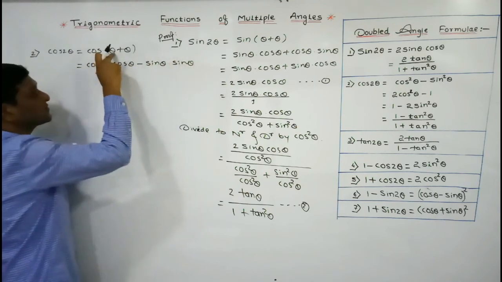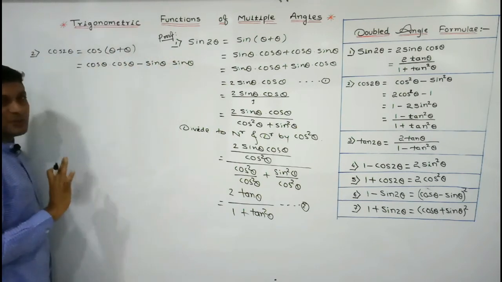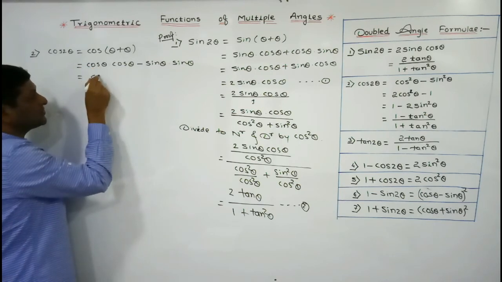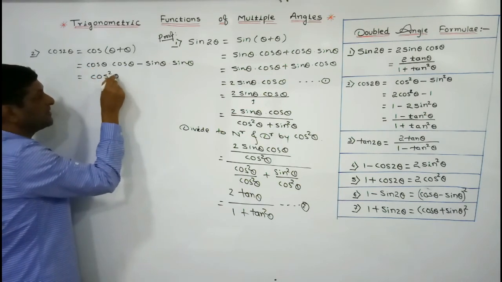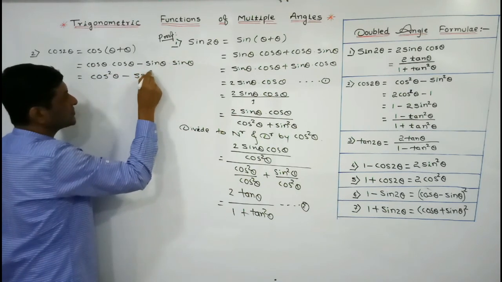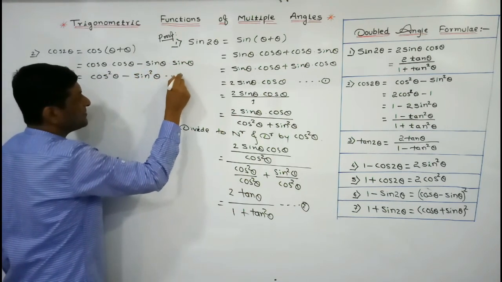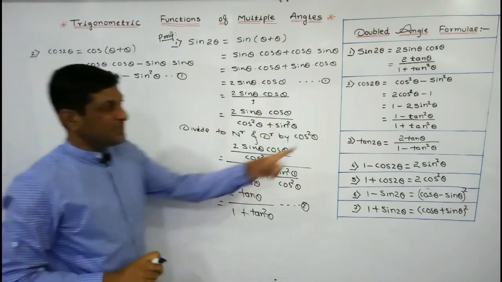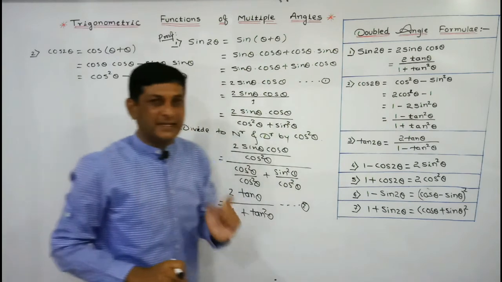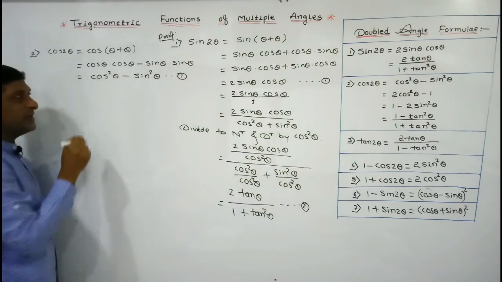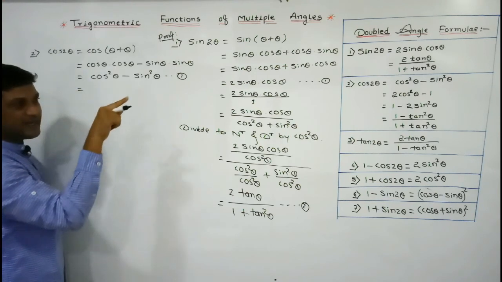Here A is theta and B is also theta. So simplified, cos theta into cos theta will be equal to cos square theta minus sin theta into sin theta will be equal to sin square theta. Check that, is it our first required value? Yes, in this way we have proved that cos 2 theta is equal to cos square theta minus sin square theta, which is the first value of cos 2 theta.